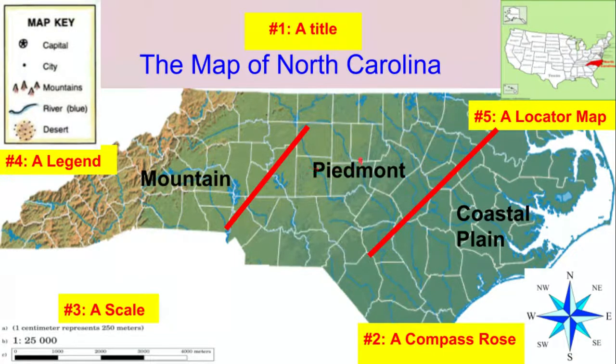Number 5, the last thing you need to have on your map is a locator map. The locator map shows me, the reader, where in the world North Carolina is. In this case, we have a locator map of the United States. So I say, bam, that red area right there is North Carolina. That's where I know it is. So when I look at this map, I know it was located here. Those are the 5 map essentials you need on a map.